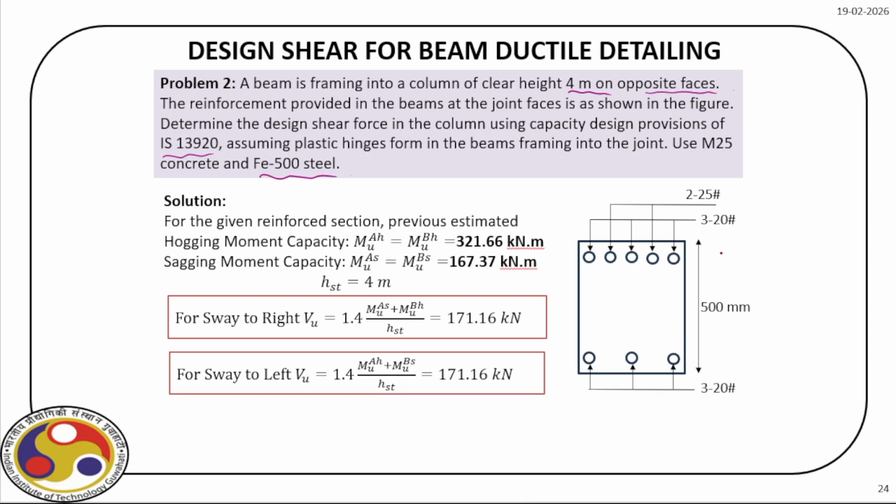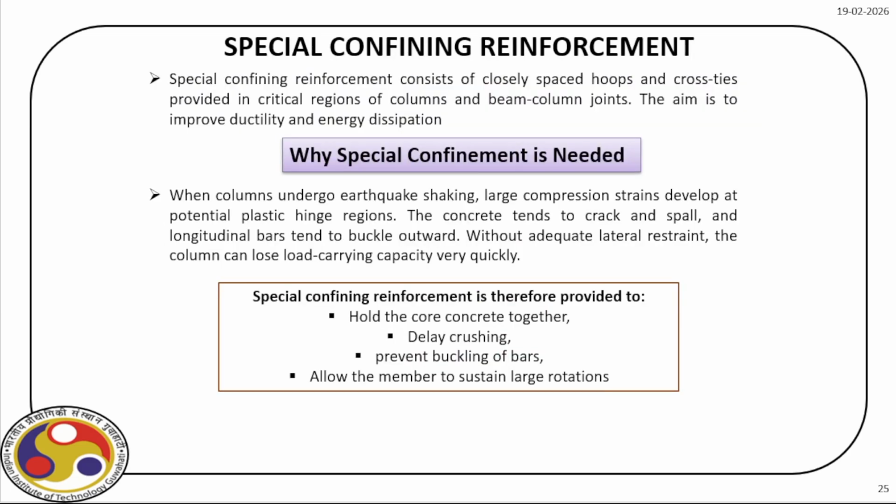Now, we have the same section for which we have evaluated hogging and sagging capacity. Now we have HST, the height, which is 4 meter for this column. Then using this expression, we can find out the shear force when we have sway to right and the shear force when we have sway to left. In this case, we have the same values, and you see we can evaluate the shear force acting in the column that way.